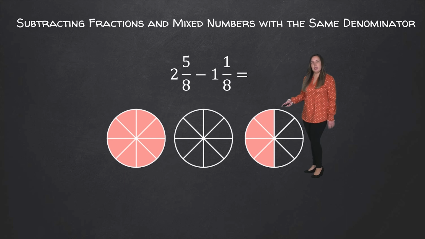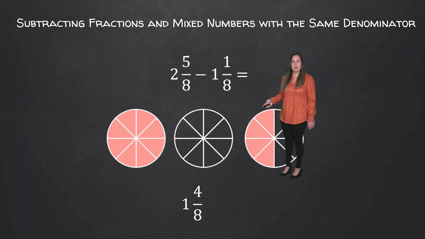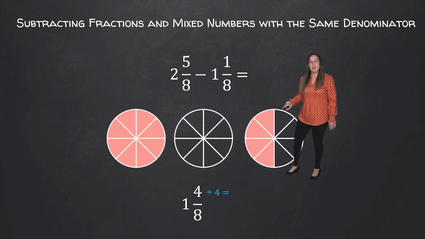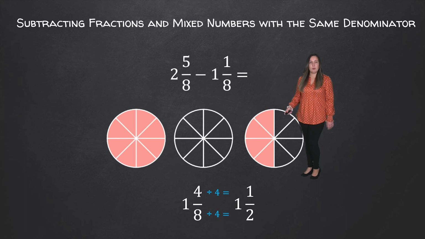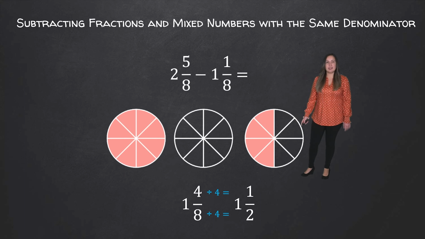In total, we have 1 4/8 left over, which can be simplified if we divide both the 4 and the 8 by 4, and we get 1.5. So 2 5/8 minus 1 1/8 is equal to 1.5. And that's it for subtracting fractions and mixed numbers with the same denominator.